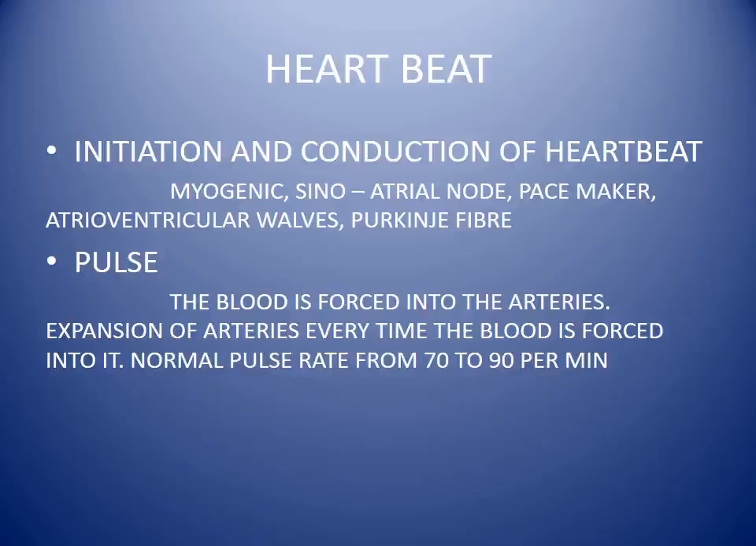The normal pulse ranges from 70 to 90 per minute. What is the normal range of pulse? 70 to 90 per minute. Everybody understand, children?